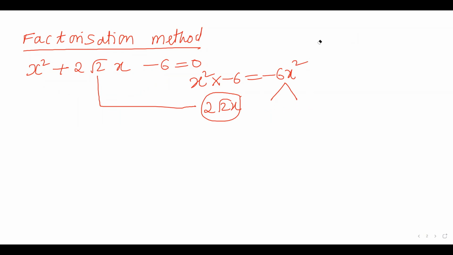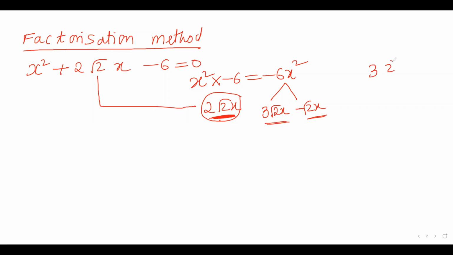So I would like to take 3 root 2 minus root 2 x. What is 3 root 2 minus root 2? 2 root 2. Yes or no? When you subtract 3 root 2 and root 2, you will get 2 root 2.